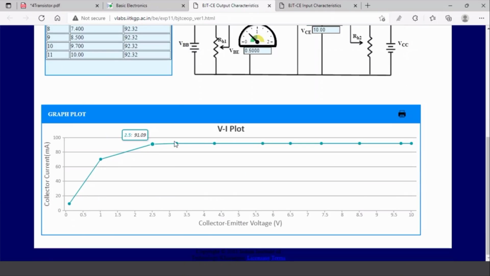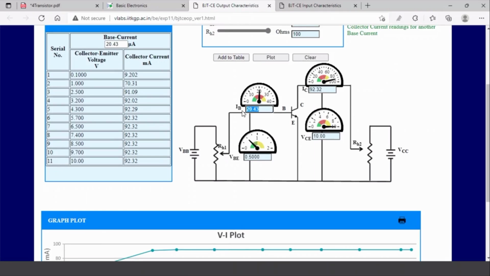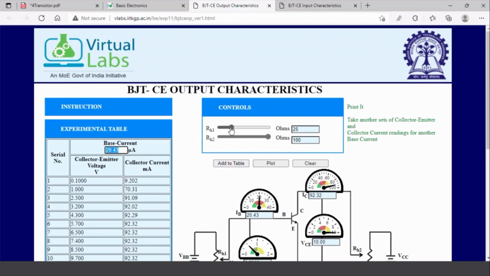So this is another output characteristic, IC versus VCE, for which base current? Base current is around 20.43 microamperes, whatever you have set here. This value is set by varying RH1. So these are the two curves which you have to plot on the same graph.